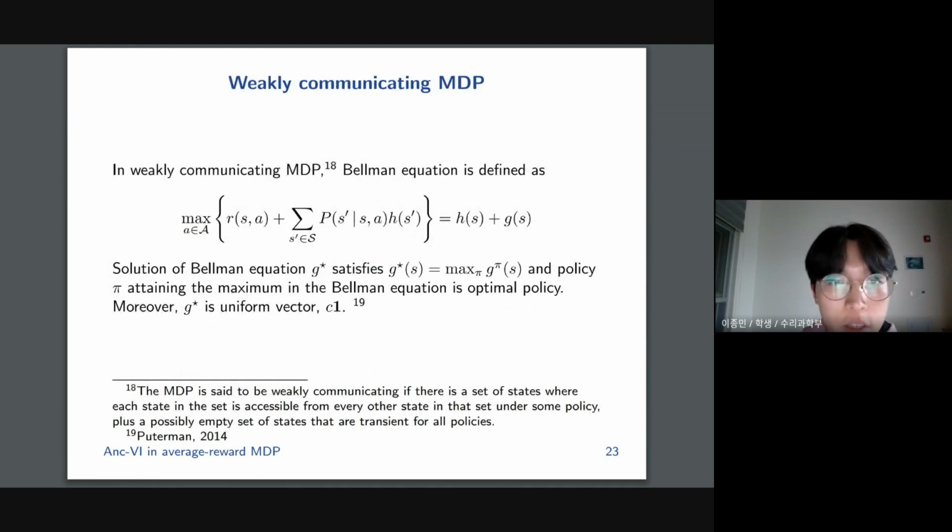First, let's study the weakly communicating MDP. I note the definition of a weakly communicating MDP in the footnote, but rather than focusing on the definition, it is better to study the Bellman equation because that is what we actually use in the analysis. In the weakly communicating MDP, the Bellman equation is defined as follows. If you look at this Bellman equation, you can find two variables, h and g. This means that to solve this Bellman equation, you should find two solutions satisfying it. And this is not a fixed point problem anymore, because h is not the fixed point of this equation.